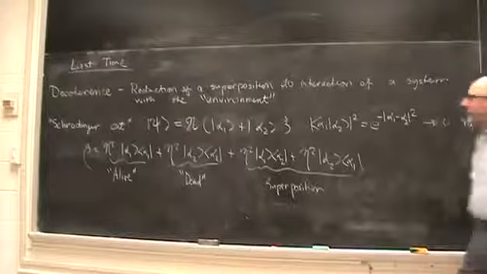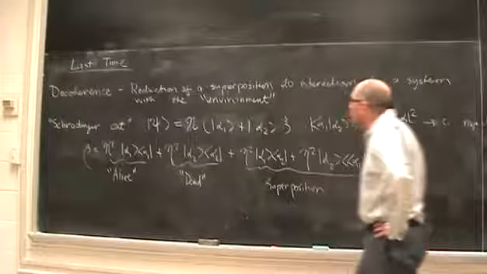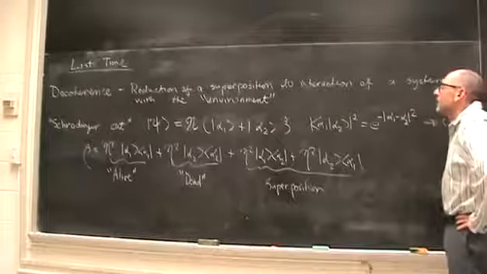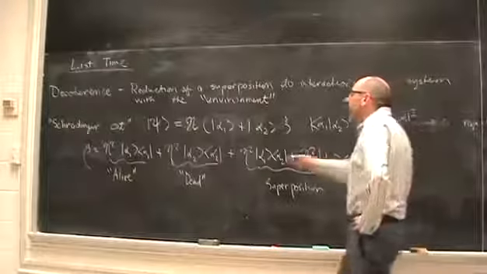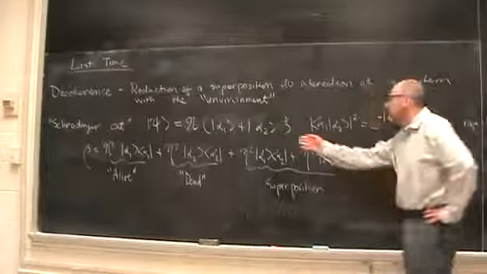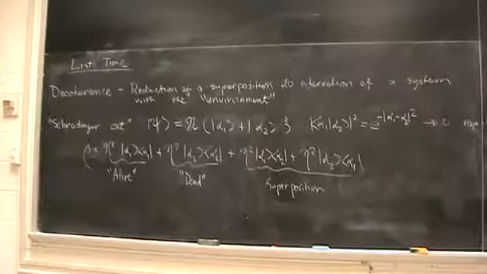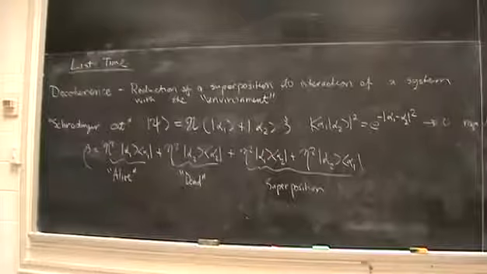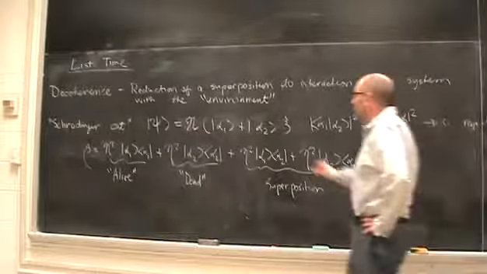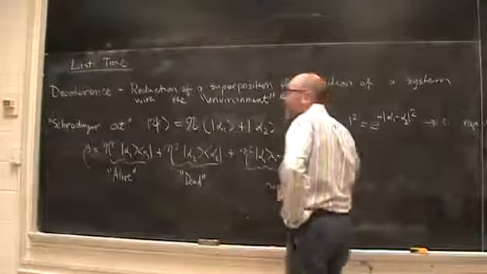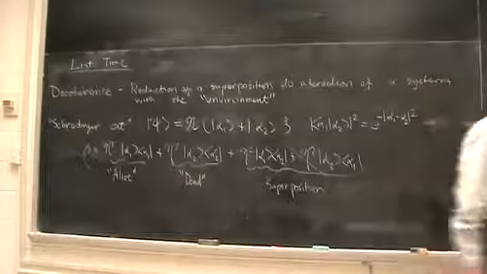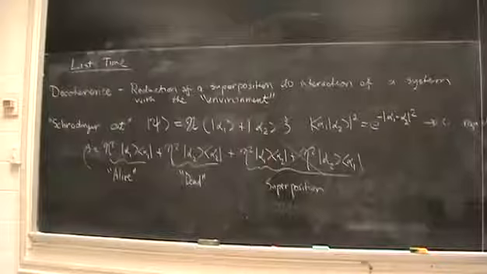And the state of this system is a superposition state. It has diagonal and off-diagonal elements with respect to these different coherent states. And the act of decoherence is the act by which these off-diagonal elements dampen. Okay?